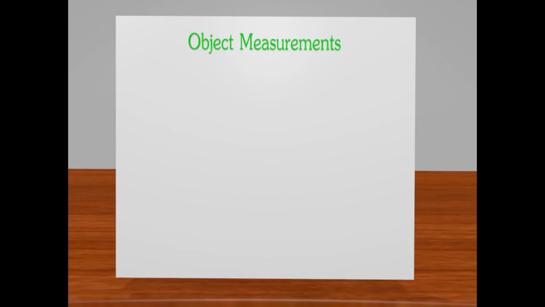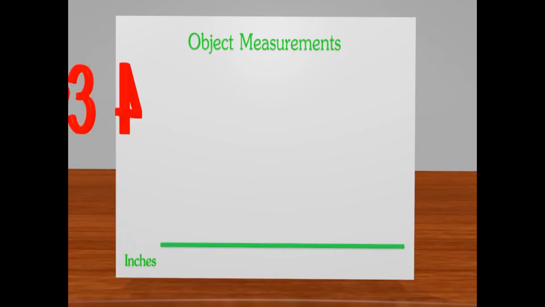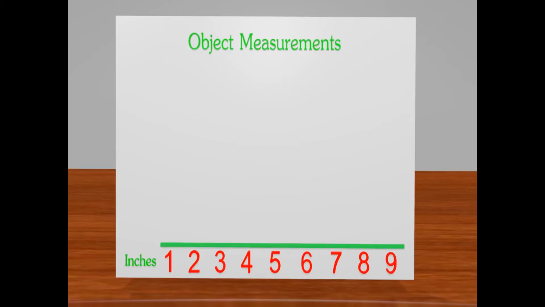Okay, and after this we're going to make a straight line to put the inches on, and we call it a line plot because we use a number line here. We start from 1, 2, 3, 4, 5, 6, 7, 8, 9. Okay, let's start here.